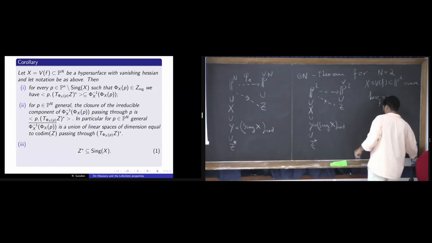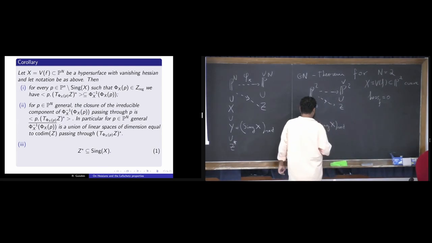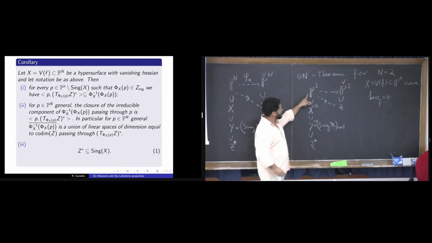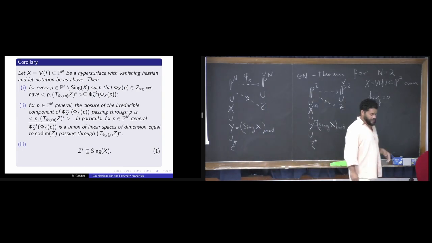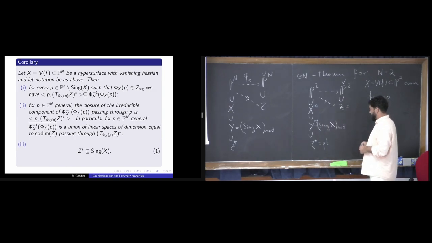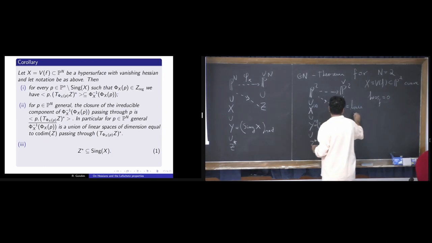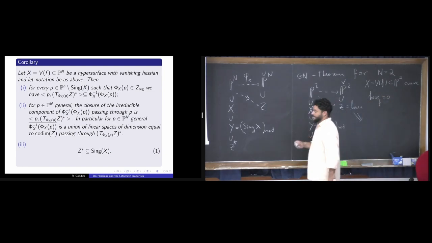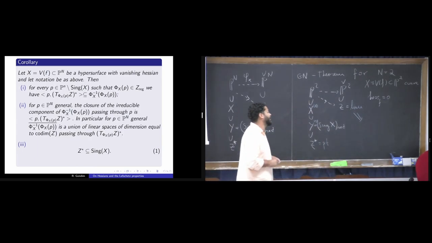But since the dimension of X is 1, by generic smoothness, this has dimension 0. And since Z is an image of P2, it's irreducible. So the dual is also irreducible of dimension 0. It's a point. If the dual is a point, this must be a line. Therefore, assuming that X is irreducible, it must be a line.